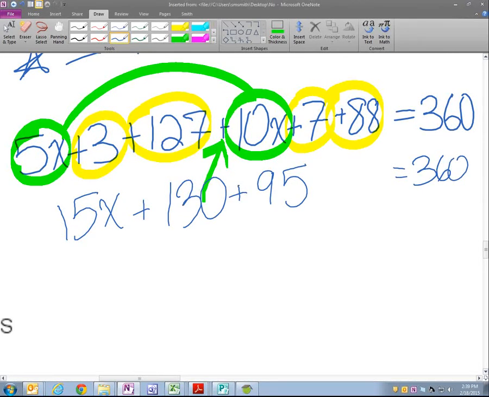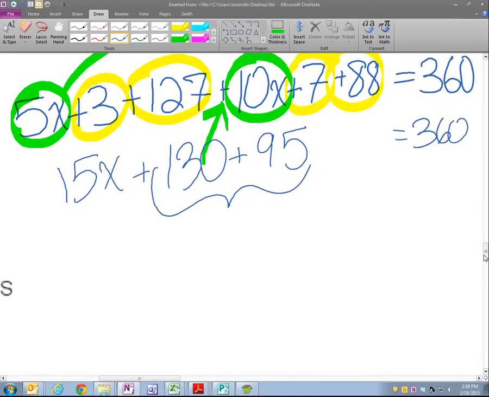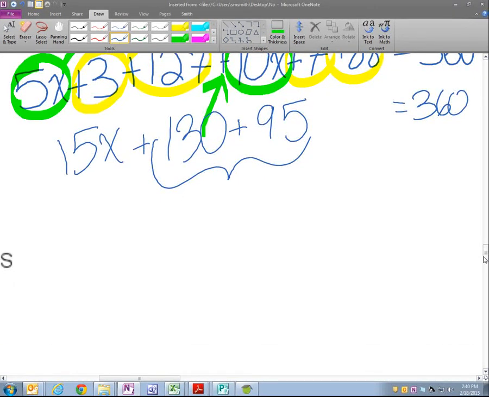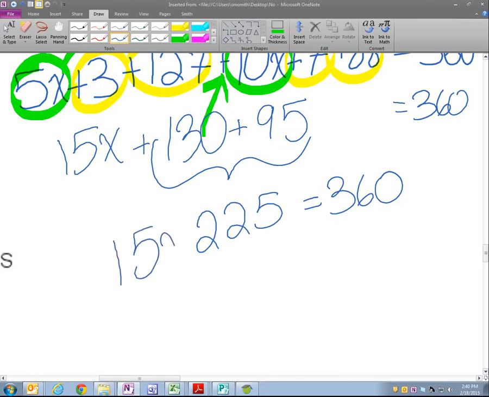And because I'm doing it step by step, I don't want to make silly mistakes. I'm adding 130 to 195. This is going to be 225 equals 360. And don't forget to bring that 15x down. So now we have 15x plus 225.